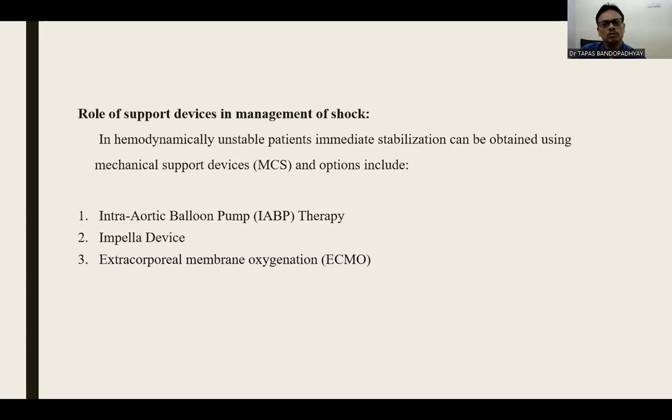Now I will go on to a few important mechanical circulatory support devices that we use in hemodynamically unstable patients. I will discuss these in brief, only the outline, what is the role of these devices. The options include the intra-aortic balloon pump, the impeller device, and, as you are well aware, during COVID time we used, and are still using, ECMO support.